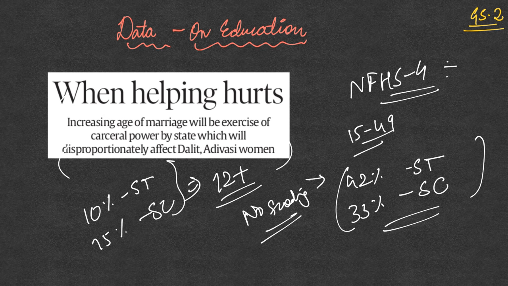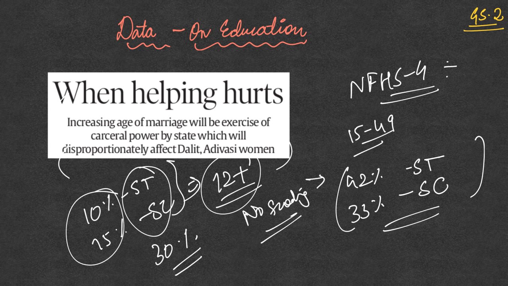While if we compare that with the general category, then 30% of the women in the general category have completed 12 plus years of education, while for SC and ST women it is 10 and 15% respectively. So this data is very important when you're talking about education becoming more accessible to people and bridging the inequality in society. In such cases, it's very important to point out that education needs to be more inclusive of these backward sections as well. So this data is important from that perspective.